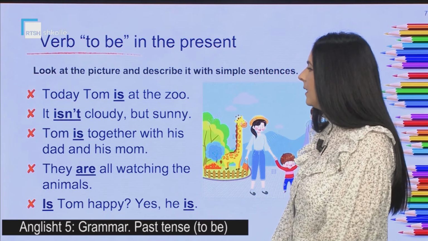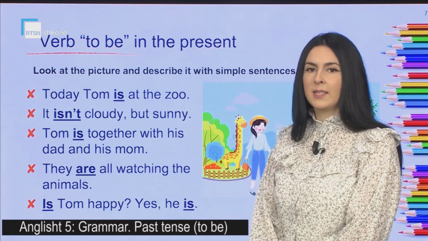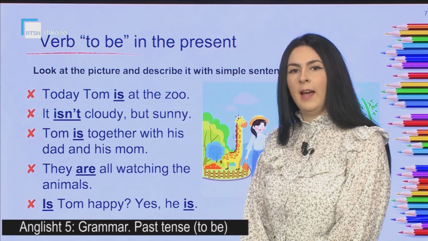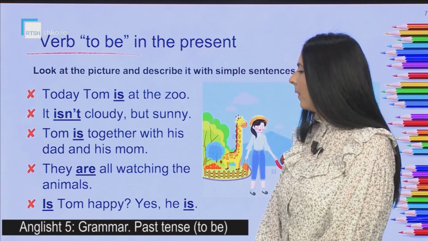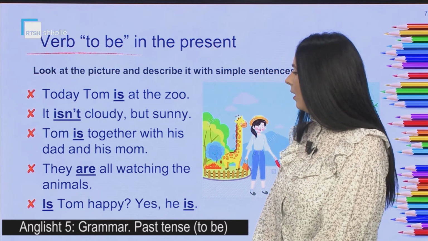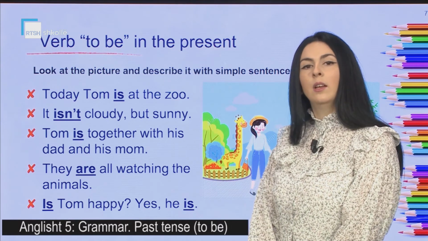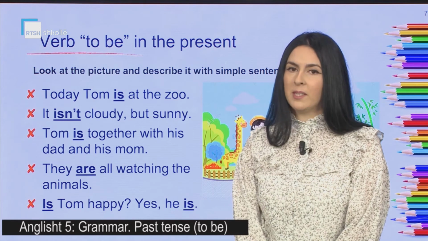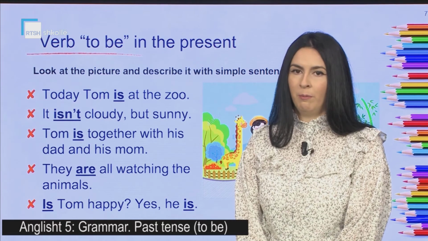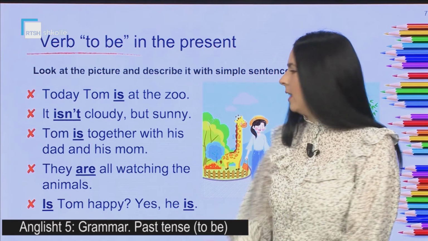Today Tom is at the zoo. It isn't cloudy, but sunny. Tom is together with his dad and his mom. They are all watching the animals. Is Tom happy? Yes, he is. So with these short, simple sentences, we made the description of the picture. Now we are going to continue with the exercise.